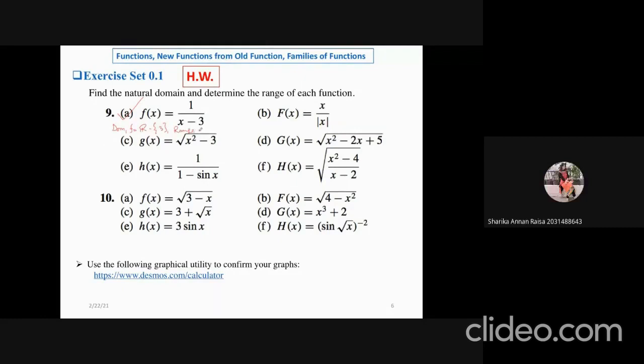Range? So same as domain. Except zero, all real numbers. Right. So the range here is the set of all real numbers except 0.